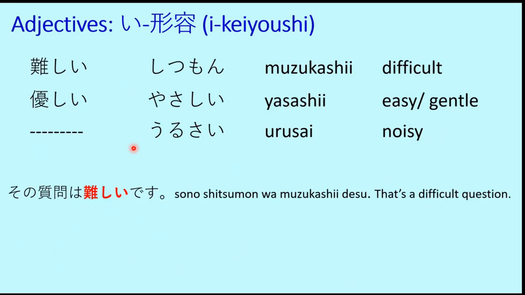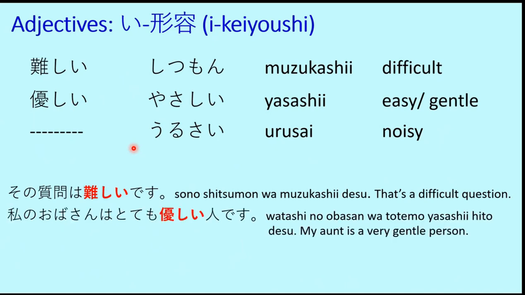Sono shitsumon wa muzukashi desu. That's a difficult question. Sono shitsumon means that question. So that question is difficult, and it's the same as saying that's a difficult question. Shitsumon means question, muzukashi means difficult. Sono shitsumon wa muzukashi desu. That question is difficult.